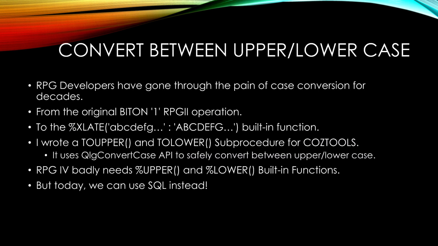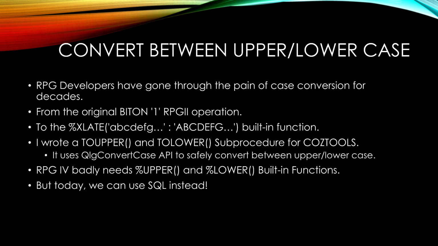Next up, converting between upper and lower case. For decades, RPG developers have gone through the pain of trying to convert upper to lowercase and lower to uppercase. In the original version of RPG, RPG II, back in the 70s and 80s, the way to do that was to use the BITON opcode and actually convert the EBCDIC code using bit manipulation. A more contemporary way, and the one most people use today, is to use the built-in function %XLATE with a character string that has the lowercase letters and a second character string that has the uppercase letters, and use it to assign a value to itself after it's converted.